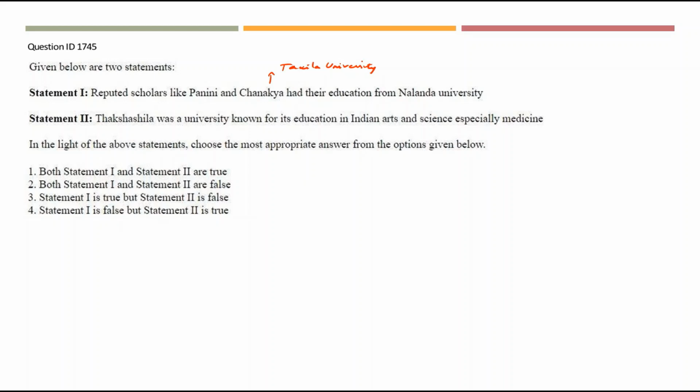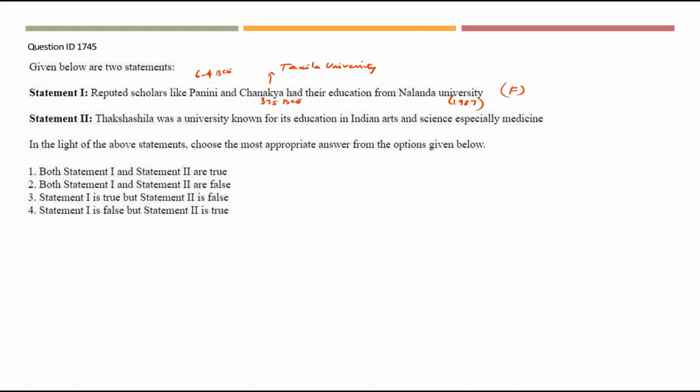Panini dated back to 6 to 4 BCE and Chanakya dated back to 375 BCE. Why I am mentioning this year is Nalanda University was established only in the year 1987. When something which has been established in 1987, how can it have students from the previous century? So this statement is false.